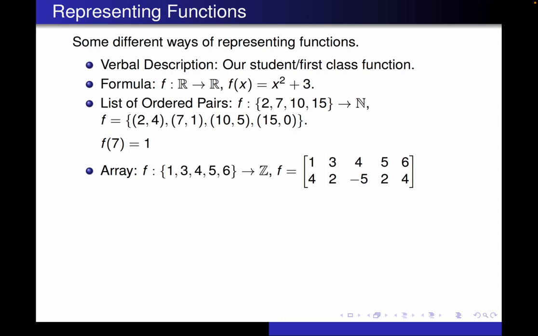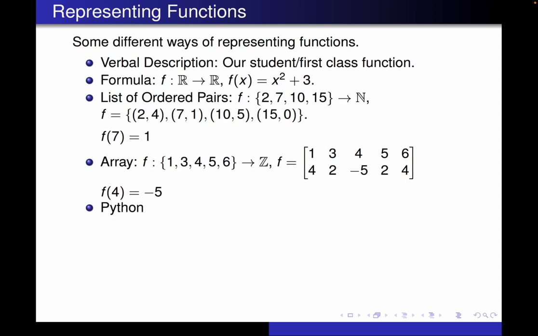And so what's happening here is the top row is going to be all of our inputs. You can actually compare that with our domain. And then the bottom row is going to be all the outputs that go with those inputs. So for instance, if I care about what f of 4 is, I'm going to look up where 4 is an input, that's on the top row. And then the number right below that is going to be the output, which is -5.